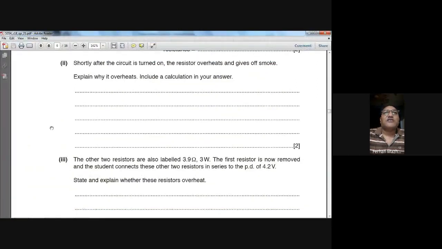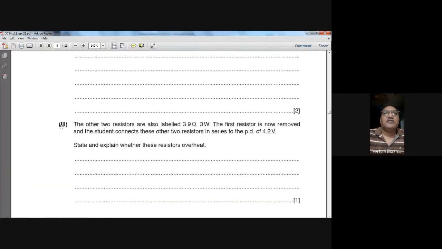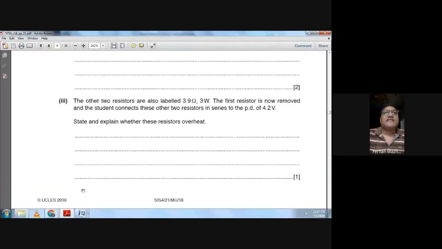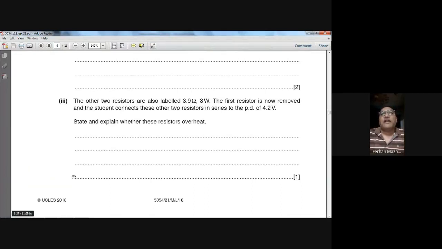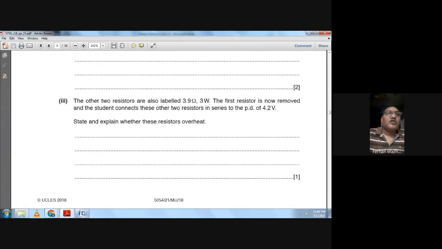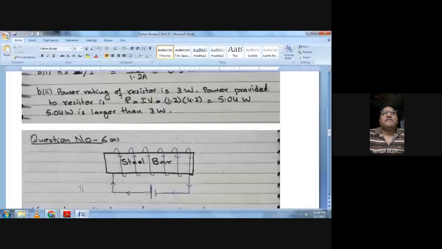So the next question is the third part now. And he says the other 2 resistors are also labeled 3.9 ohm, 3 watt. The first resistor is now removed and the student connects these two resistors in series to a potential difference of 4.2 volt. State and explain whether these resistors overheat. Now what we have done, we have connected two 3.9 ohm resistors in series with each other and we connected them with a battery of 4.2 volt. So now what will happen?